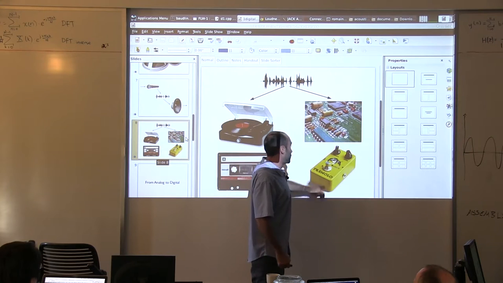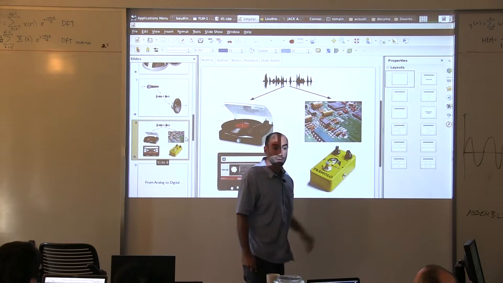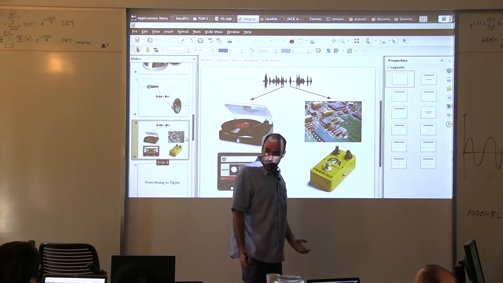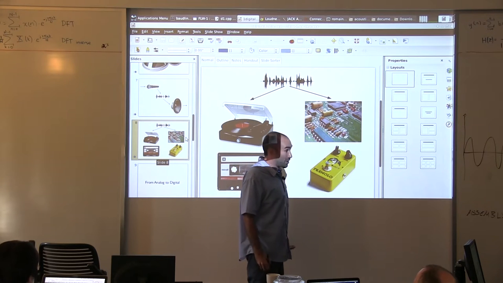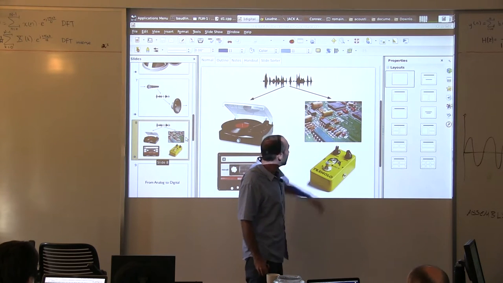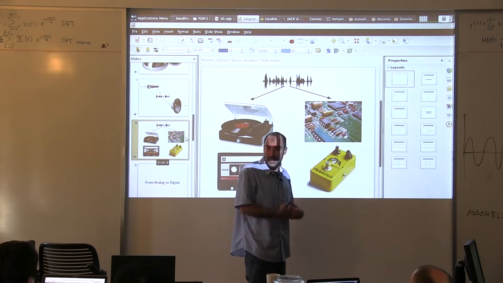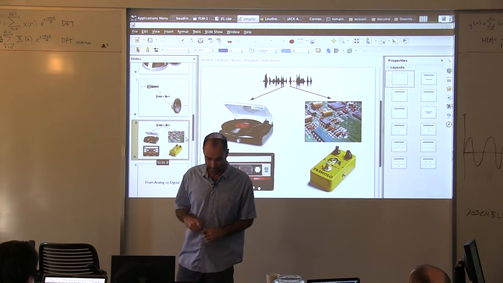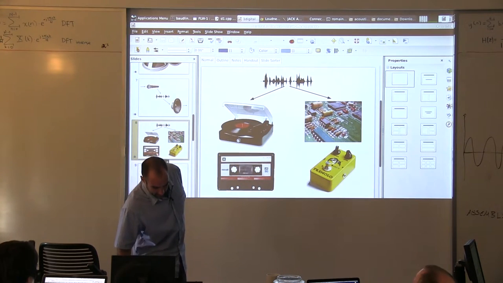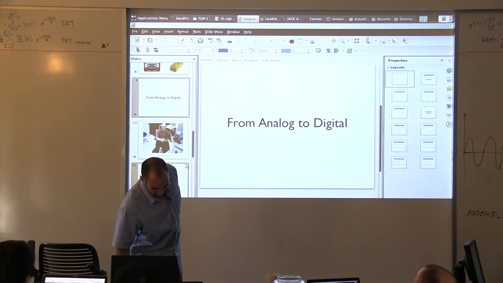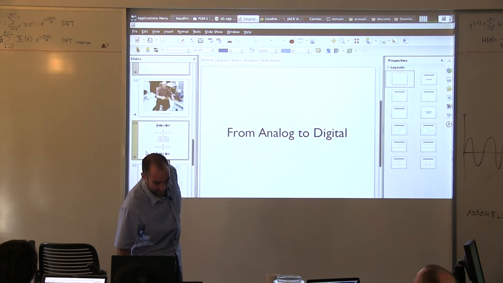And in the old days, when we wanted to do audio effects, we were using electronic circuits. The way we were doing it was by processing the signal with all these components and turning it into something else. Okay, so that was in the old days. But now, fortunately, we have digital technology.